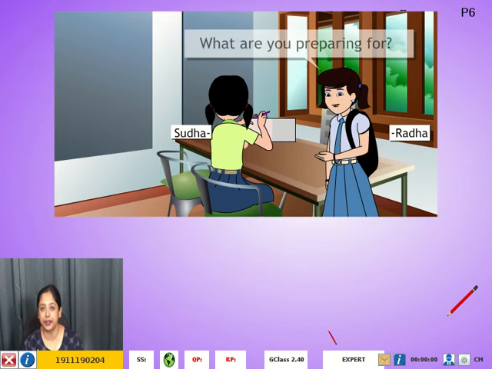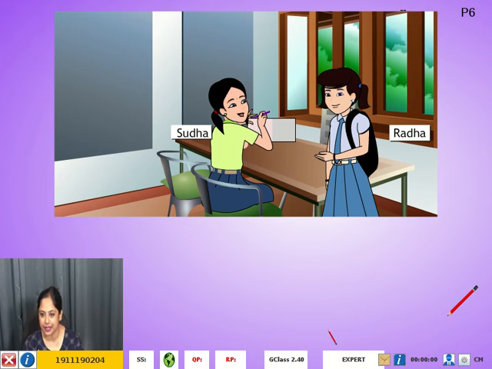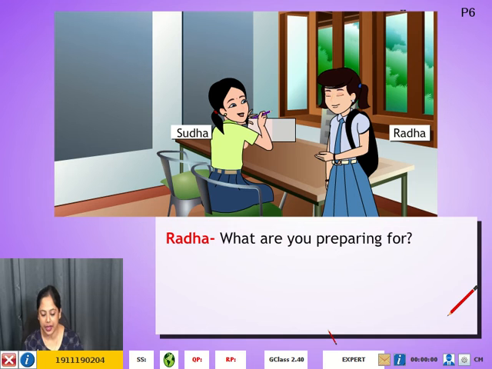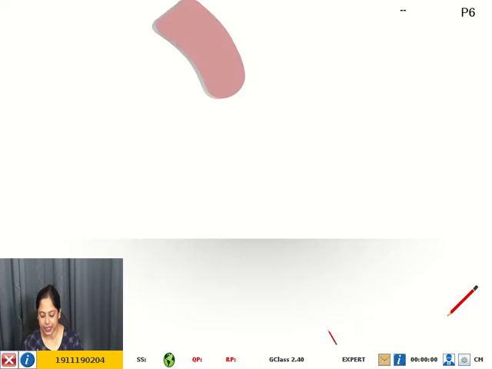What are you preparing for? I'm preparing for my first semester examination, right? Exam, examination. So, the suffix here is tion, shun. Prepare, preparing. Right? The suffix here is ing.